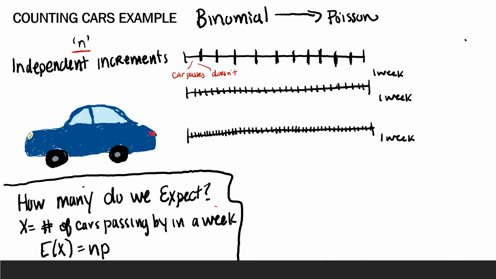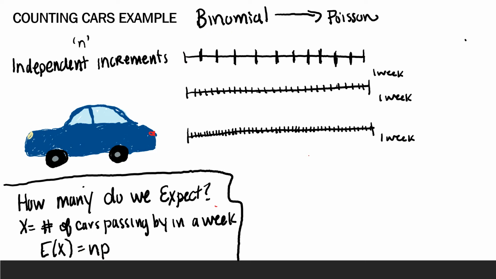And when we say independent, we mean that one trial, say this trial or subinterval, does not affect the result of the next. So the probability of a car passing by is the same for any of the subsequent subintervals or trials. And when we set things up this way, the expected number of cars we would see drive by is n times p, where n is the number of subintervals and p is the probability that a car passes by in that subinterval.